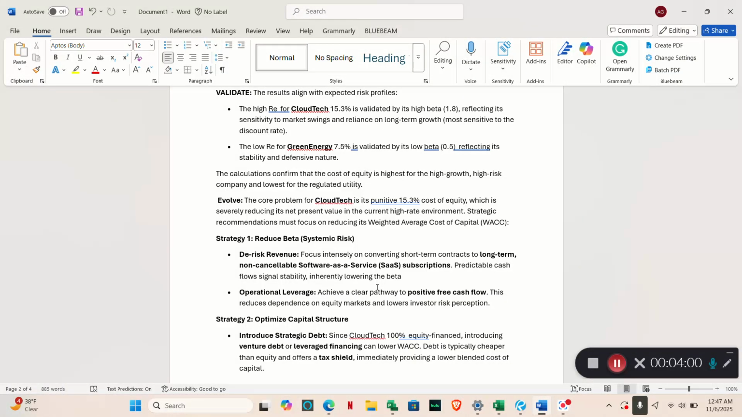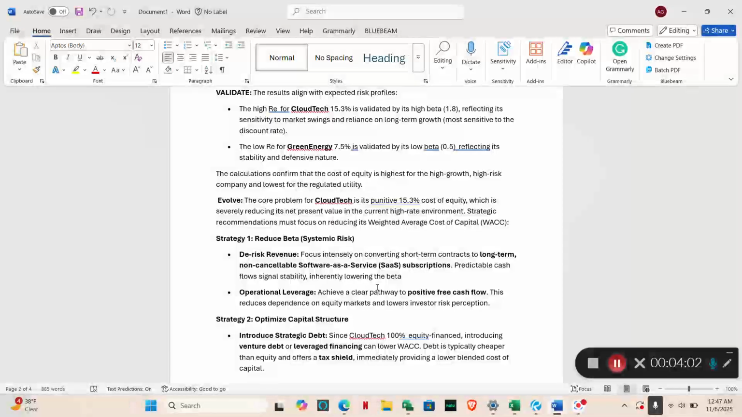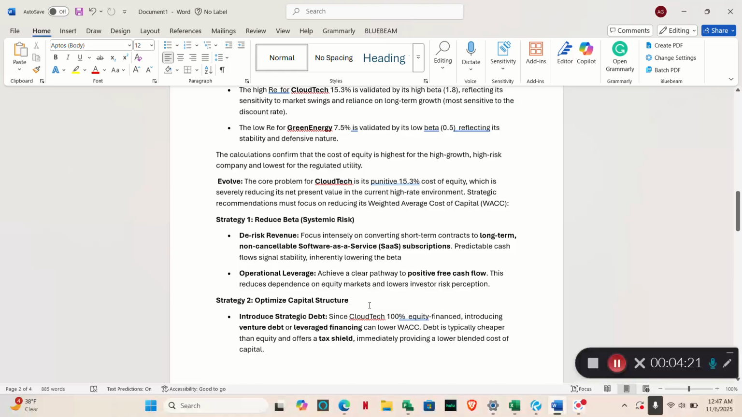So strategy 1 would be to de-risk their revenue: focus intensely on converting short-term contracts to long-term, non-cancelable software as a service, SaaS, subscriptions. Predictable cash flows signal stability, inherently lowering the beta. We could also do some operational leverage, such as achieving a clear pathway to positive free cash flow. This reduces dependency on equity markets and lowers investor risk perception.